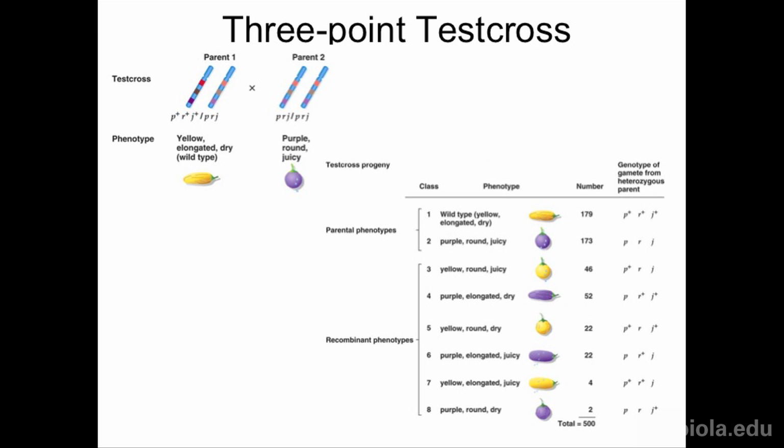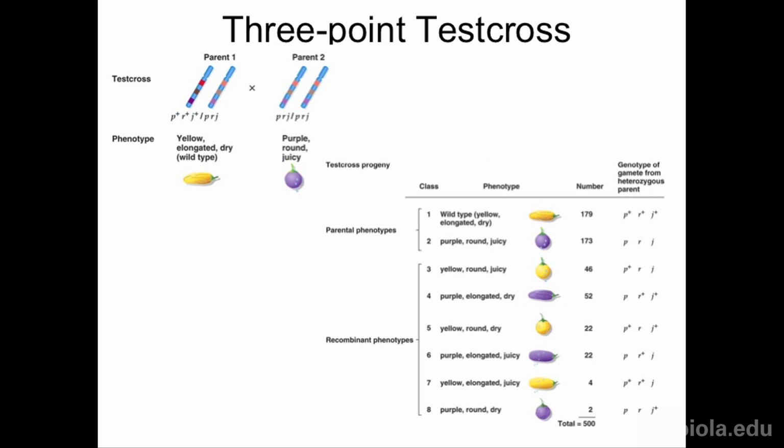We're going to do a test cross to a homozygous recessive for all of our traits. So this is a purple, round, juicy fruit. So PRJ indicates recessives. P plus, R plus, J plus, that indicates the dominant alleles. Okay? So we've got a heterozygote here, homozygous recessive. We're telling you that this is a heterozygous individual at each one, but you don't know the order that these genes sit on the chromosome, nor do you know which alleles are sitting on either of the chromosomes.